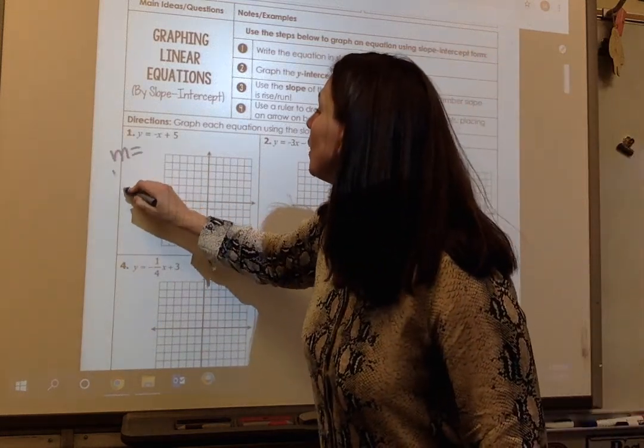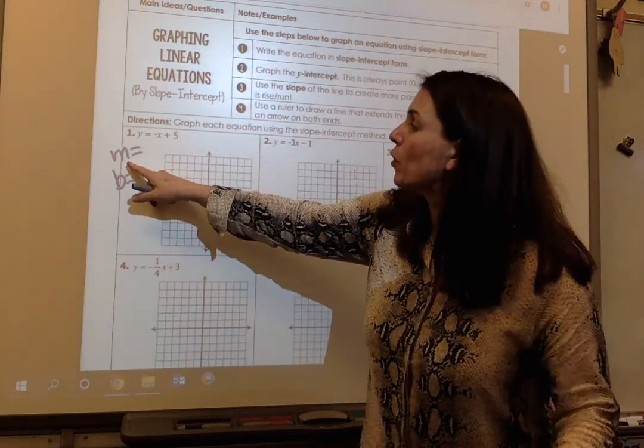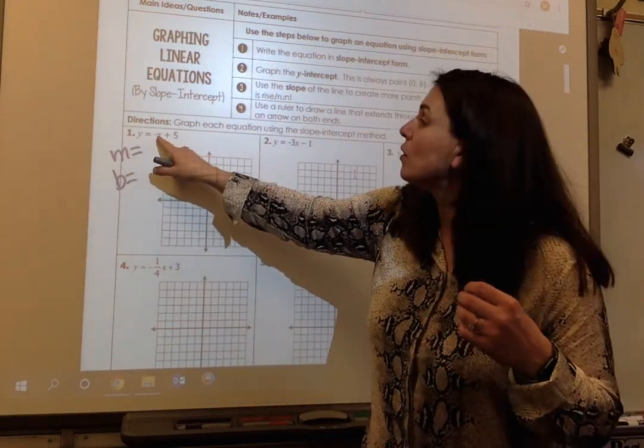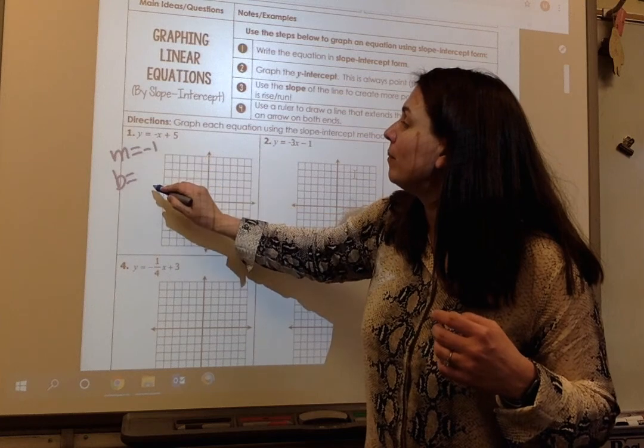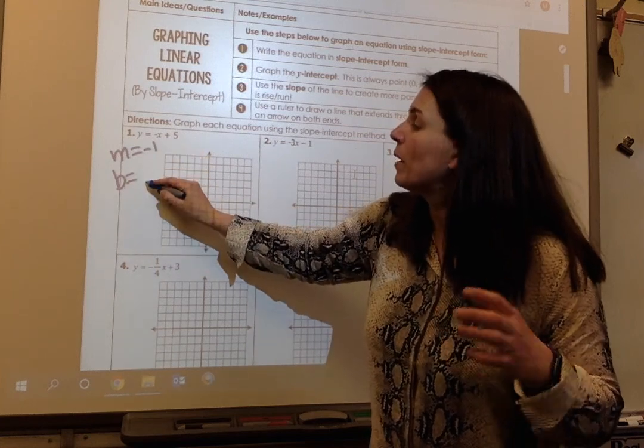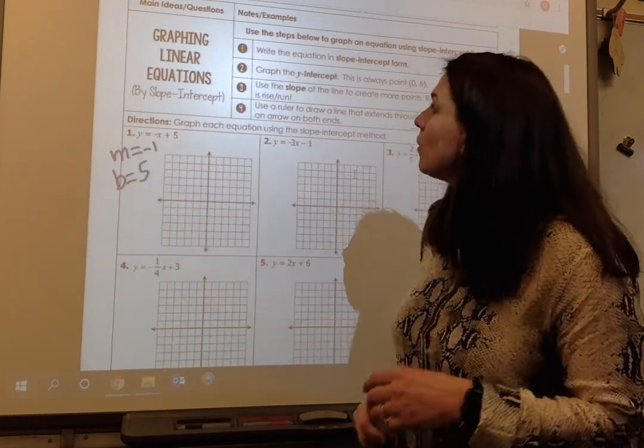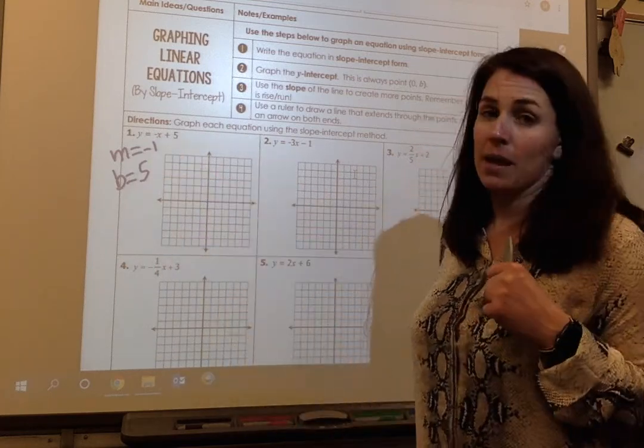Step 2 is we are going to identify the slope and the beginning point. So what is m equal? What is b equal? Well, remember, your slope is the coefficient of x. So the coefficient of x is negative 1, and the beginning point, my y-intercept, is 5. So I have identified my m and my b, right?